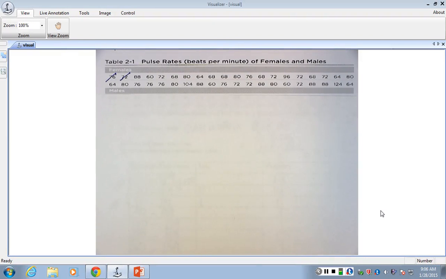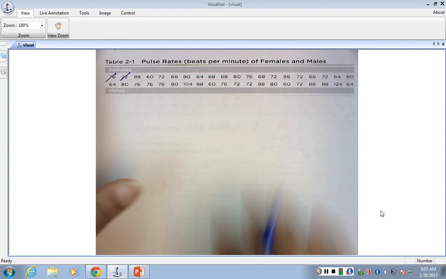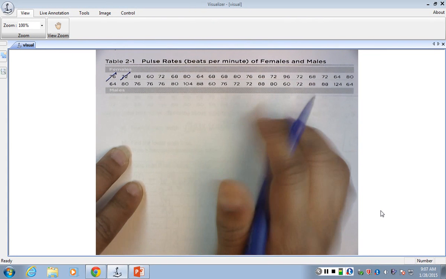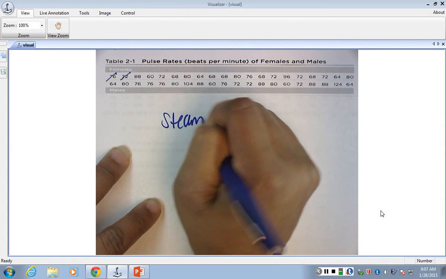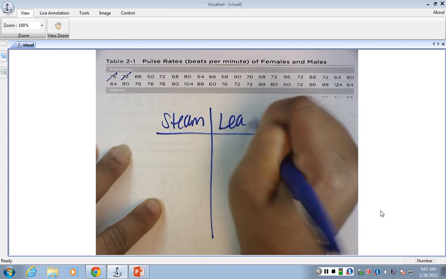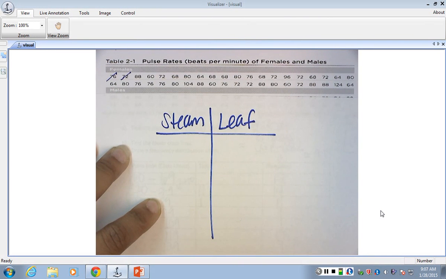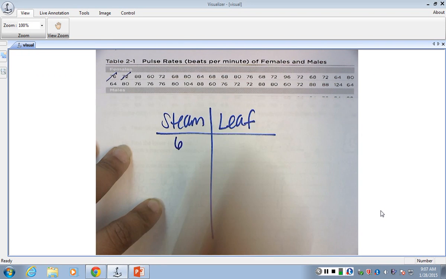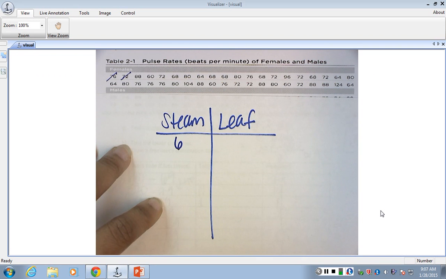Okay, so let me walk you through how you would do a stem and leaf plot. First of all, you would have your stem section and your leaf section. Now, again, we're going back to the pulse rates of the females. What was the minimum number again? Look back through your notes, in the first part of the chapter. What was it, 60, right? So with 60, the first digit is what? 6. So I'm going to start my stem with, what did I just write, y'all?